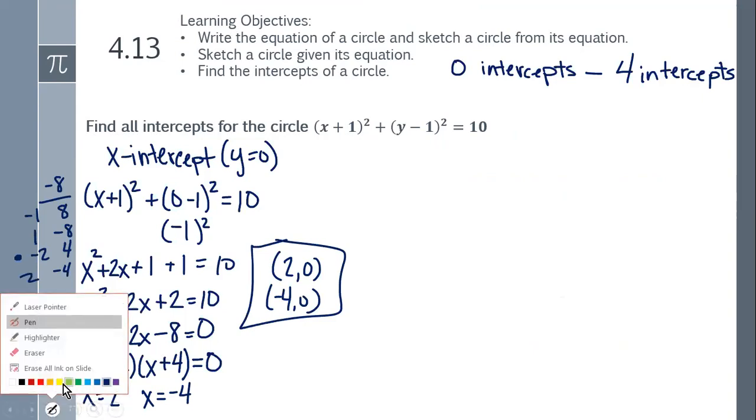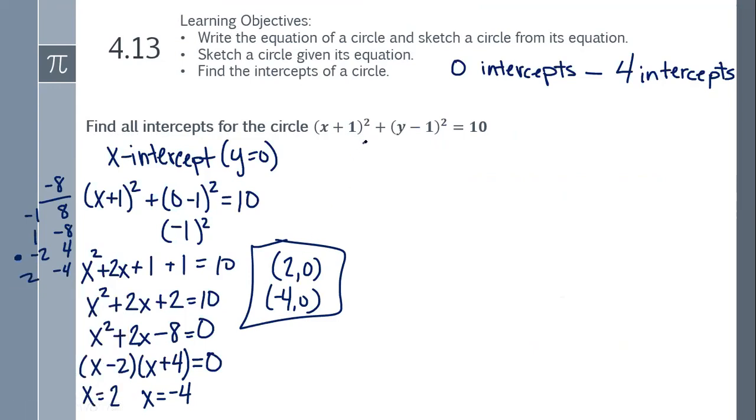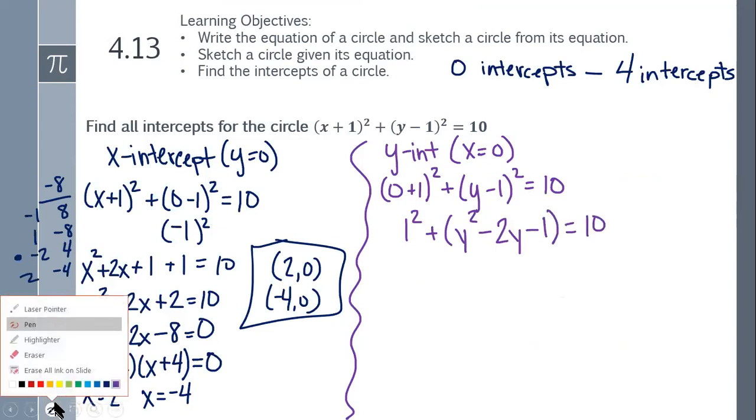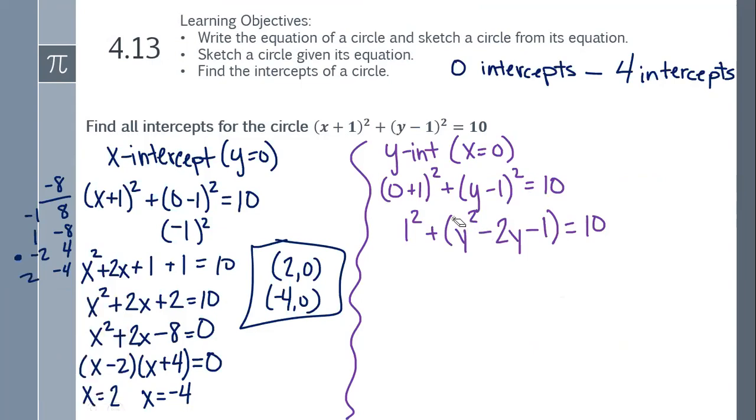And so now I have to do pretty much the same thing for my y-intercepts. If I'm looking for my y-intercepts, I know x is equal to 0. So (0 plus 1) squared plus (y minus 1) squared equals 10 again. So 1 squared plus, again FOILing this out, y squared minus 2y minus 1 equals 10. I didn't really need to put the parentheses because I'm adding, so I'm just going to go ahead and delete those.